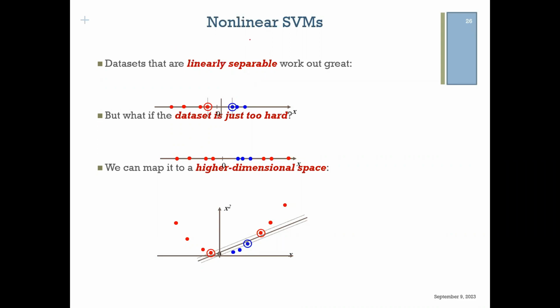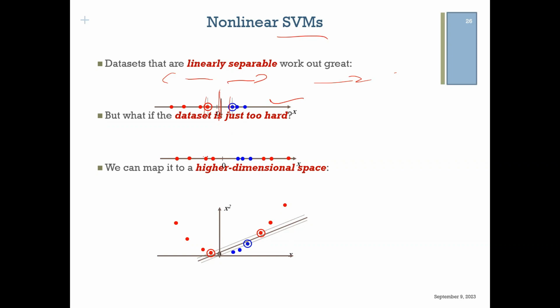So when we talk of nonlinear SVMs, we're talking of SVMs that have the capability to solve cases where the data set is too hard. It's not linearly separable. See, this case is a very simple case. It is linearly separable. You have a class here, you have another class here. So you can easily draw the separating hyperplane, and then you can use the other procedure we have described to get the problem solved.